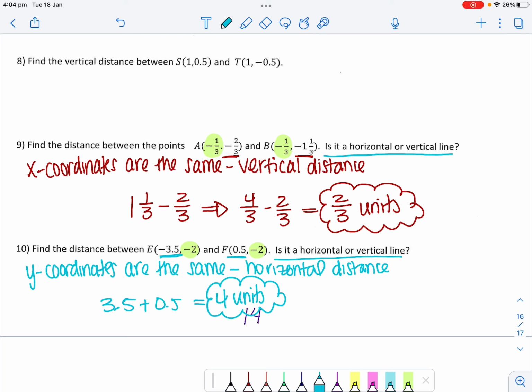Okay, so if the x coordinates are the same, it's vertical distance. If the y coordinates are the same, it's horizontal distance. If the signs are the same, you're going to subtract. If the signs are different, you are going to add.